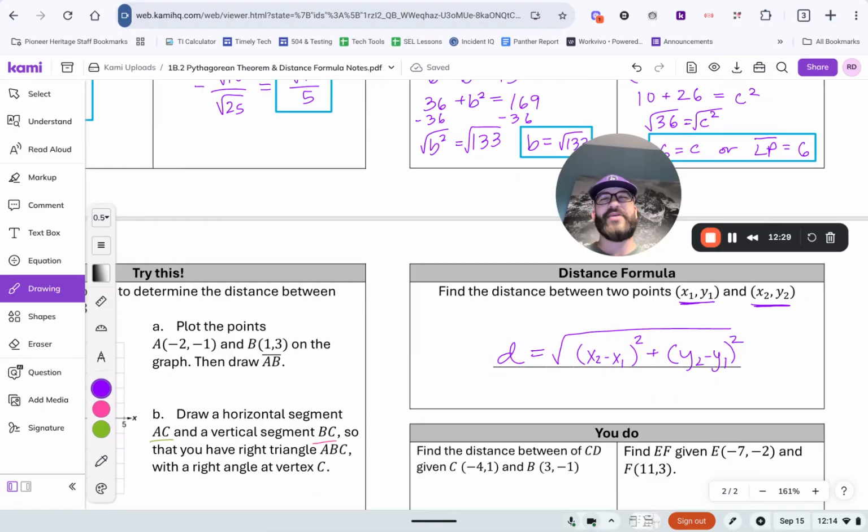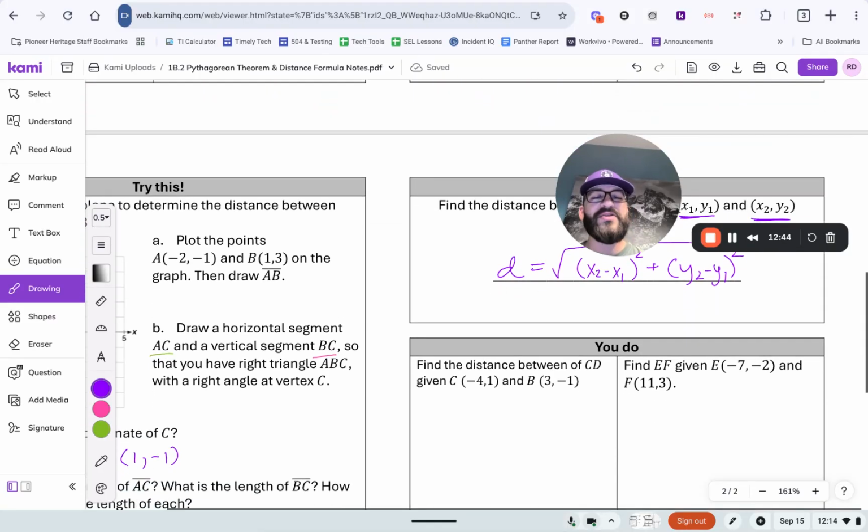It's just the Pythagorean theorem, but in some ways made a little bit more complicated, but it means the exact same thing. We're finding those 2 side lengths, squaring them, adding them together, and then taking a square root to be able to find the distance between those 2 points.